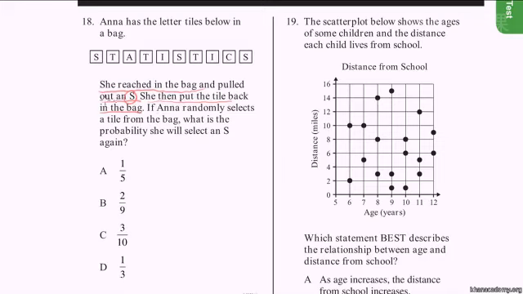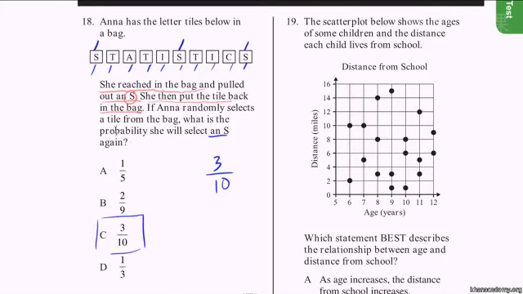Then it says if Anna randomly selects a tile from the bag, what is the probability she selects an S? So all we have to say is all of these are in the bag. So what are the possible outcomes? There's 1, 2, 3, 4, 5, 6, 7, 8, 9, 10 possible outcomes. That's going to be the denominator for our probability. And then what are the outcomes where she selects an S? There's 1 S, 2 S's, and 3 S's. There are 3 out of the 10 situations that involve selecting an S. So the answer is 3/10.